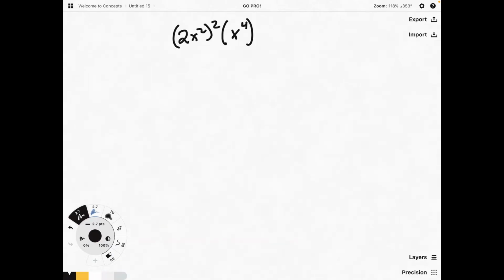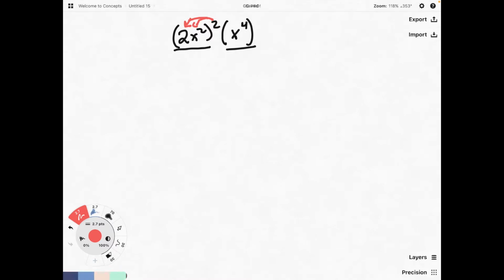Okay, so let's look at our first example. We have 2x squared, and that quantity squared, multiplied by x to the 4th. Okay, so we have a couple things going on here. One, we have a quantity squared, right? And then we have x to the 4th being multiplied by that. All right, from the rule, we know that this power exponent gets brought in to both variables.